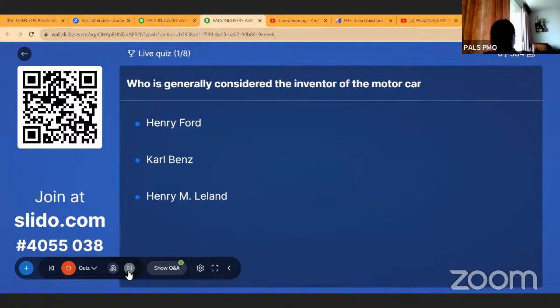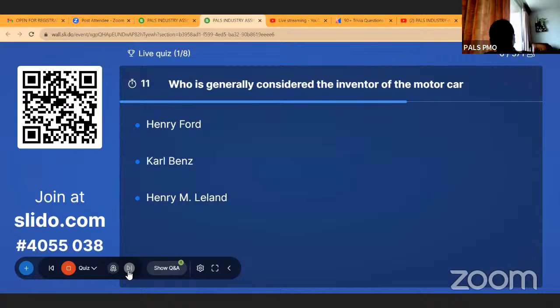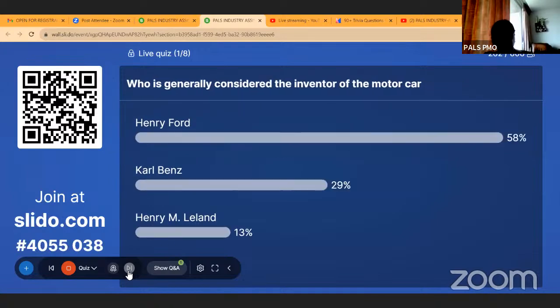Okay, now there is a question here. It was for 15 seconds. And the inventor of the motor car was, 58% of you have considered it as Henry Ford. But the right answer here is Carl Benz.